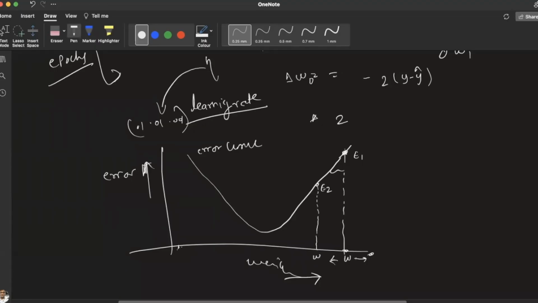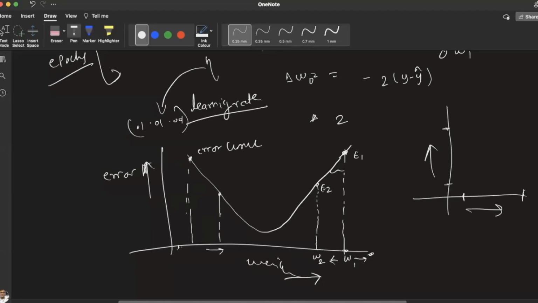So what will be the corresponding W for this? Is W1 lesser or W2? W2 is lesser, because when you draw any plot, this is an increasing order, isn't it? Any value here will always be smaller than any value here. Similarly, if we randomly created the weight and the weight is over here, in order to decrease the error, what will we do? We will go this way, and going this way will actually increase the weight.